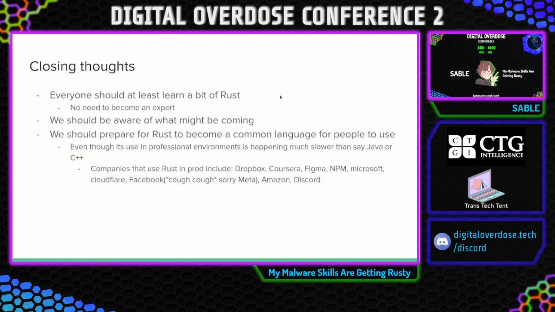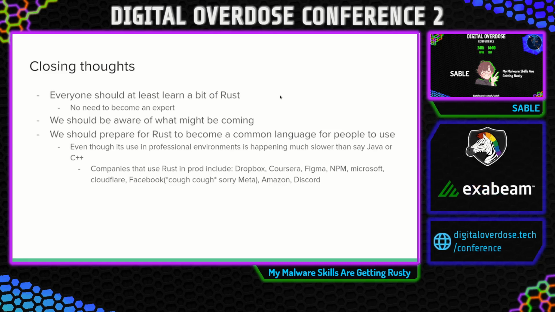Now that we have a few closing thoughts, I'll just go over them. I do think that everyone should learn a little bit of Rust. There's no need to be an expert, because I doubt most people are going to need to be an expert unless maybe you're using it for your job. But you should be aware of what might be coming. It might become a common language, or it might become common at least for virus making, just like C and C++ kind of took off for virus making. Although it might also die and just become a language like Ada, which most people have never heard of.